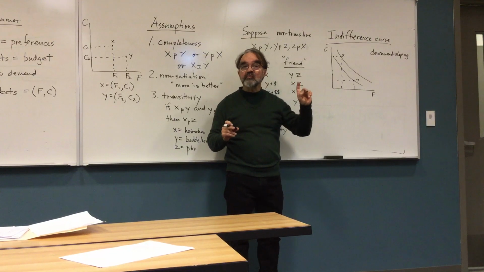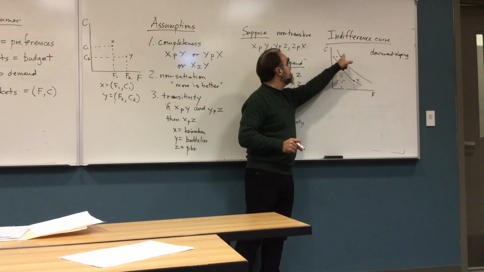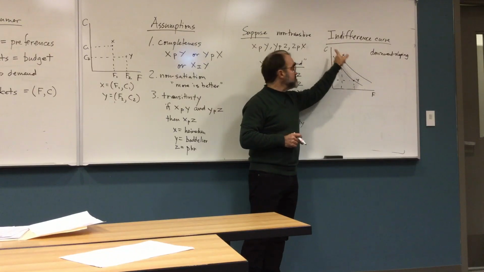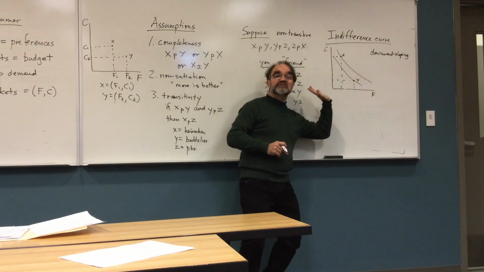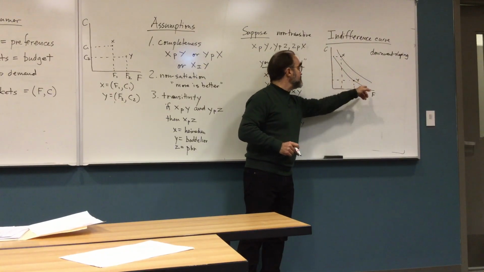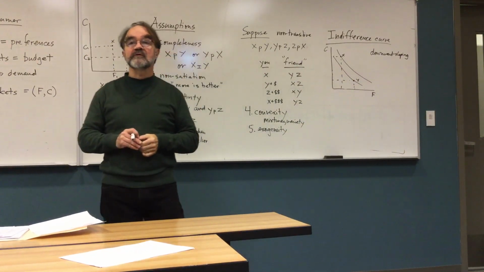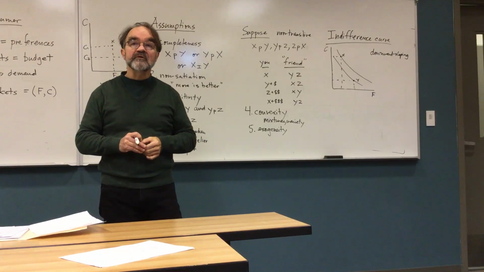But now we have the additional information that the X basket lies on an indifference curve which is up and to the right of the indifference curve that goes through Y. Hayden? Is it because any point on the rightmost one is going to have a greater quantity of either good? Of either good?